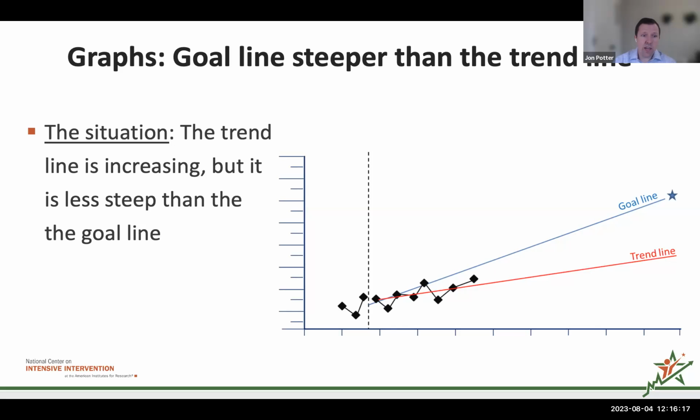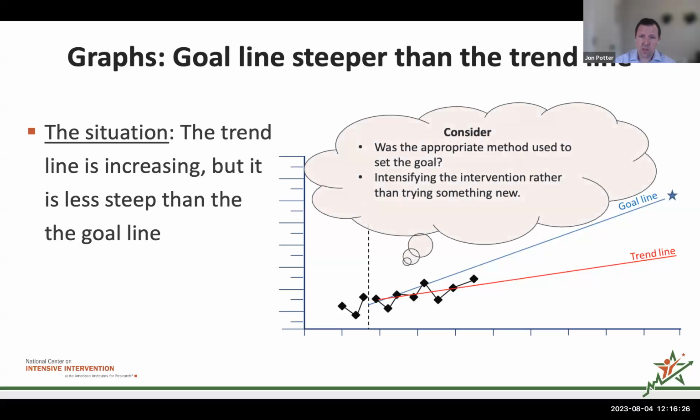So what happens though if we actually have some growth? The trend line is increasing, but it's not as steep as the goal line. So they're going up, but it's not on track to get them to the goal. So for this one, I would ask a couple questions. So first, I want to know, was the appropriate method used to set the goal?